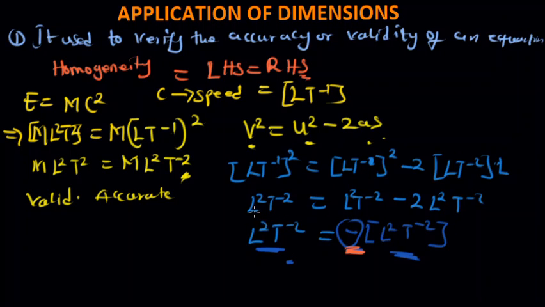Over here you can just compare, so you can see that this dimension is the same as this, and then this dimension too is the same as this. So over here you can conclude that this equation is valid or accurate. Okay, so that is how we use dimension to check the accuracy of an equation.